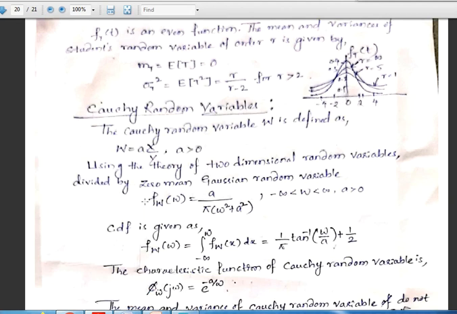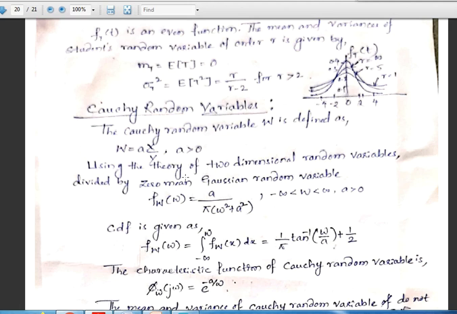So we can write f_W(w) is nothing but A divided by pi times (w square plus a square), where w is between minus infinity and plus infinity, as A is greater than 0. The CDF is given by F_W(w) equal to the integral from minus infinity to w of f_W(x) dx, which is 1 by pi tan inverse of (w by a) plus 1 by 2. We write this as its CDF.